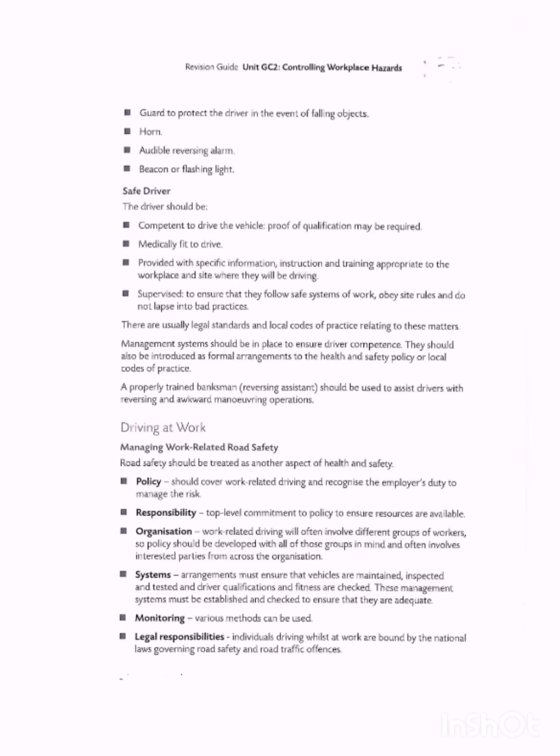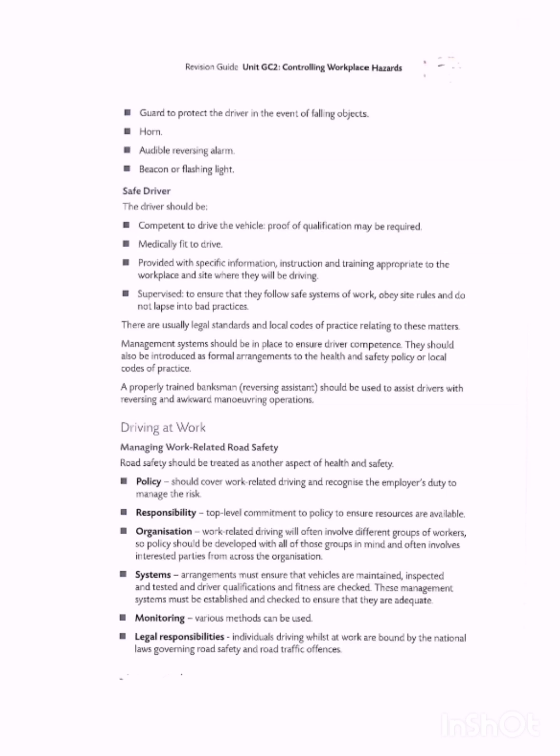Then we're talking about monitoring. Monitoring in this context of driving at work also means various methods can be used to monitor the driving, like GPS, right? You have one app, they call it Green app. All of these can be used to monitor driving at work. For people driving for your company or your transportation business, you are able to monitor their routes, right? Then we're talking about legal responsibility. Individuals driving while at work are bound by the national laws governing road safety and road traffic offenses.